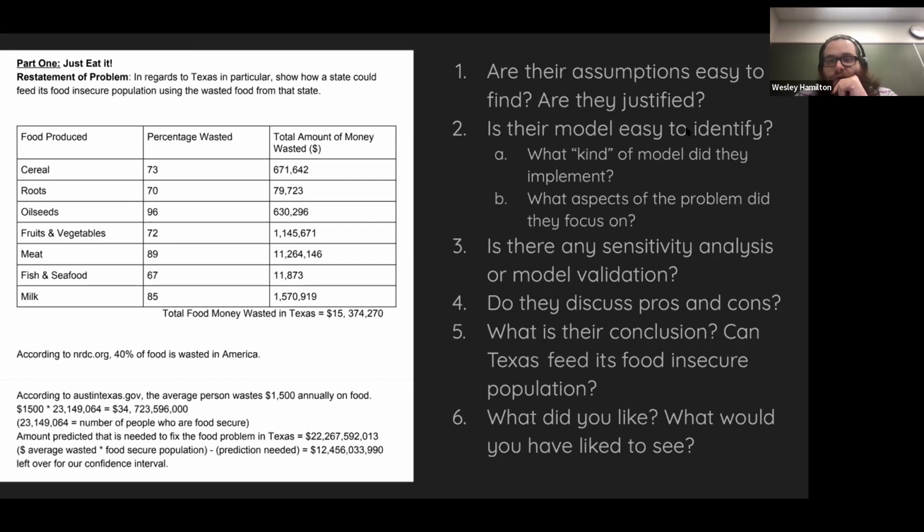Okay, so feel free to start posting observations and answers to these questions. Are their assumptions easy to find? Are the assumptions justified? Is the model easy to identify? What kind of model are they using? Do they do any sort of sensitivity analysis? Do they discuss pros and cons of their model? What is their conclusion? Can Texas feed its food insecure population? What are your observations about the submission for each of those questions?